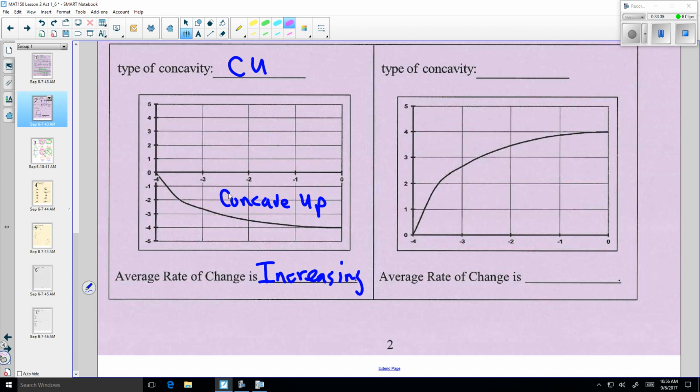What kind of concavity is the one on the right? Well, it's increasing at a decreasing rate. It's like a part of a bowl flipped upside down. So this is concave down. And so this is CD, concave down, and the average rates of change here are decreasing. Very important idea.